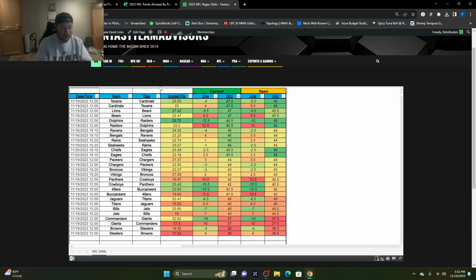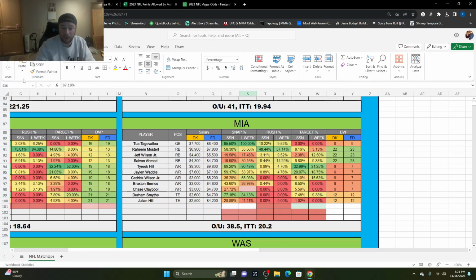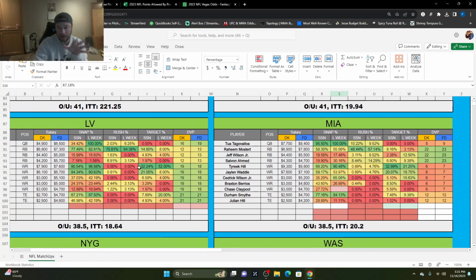I think people are going to see this line and be like, let's go Dolphins, which is a completely okay thing. Let's buck the trend a little bit. Let's go under and let's look at the Raiders, because that's where you're going to make your money. So that's my thought in this game here.